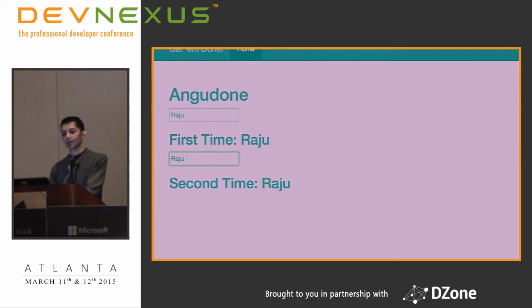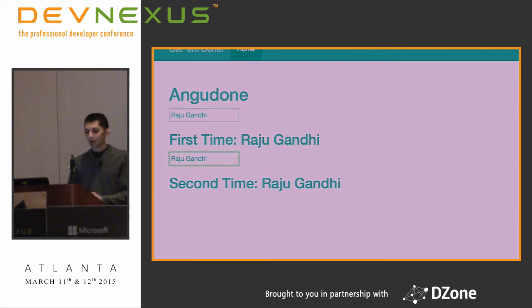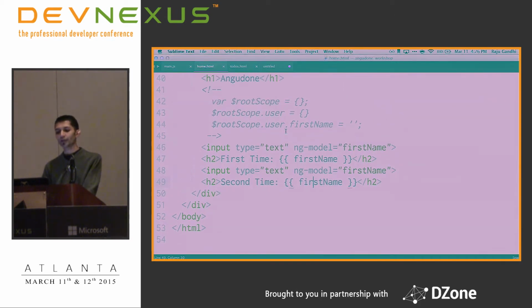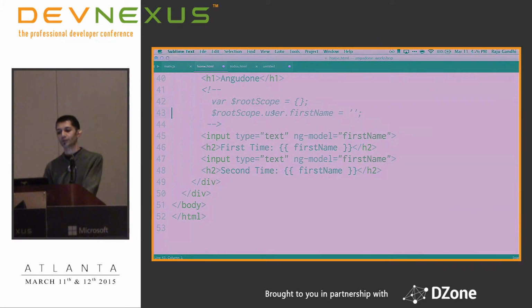And if I start typing it here? Why? Because the same property is being interrogated on the root scope. So this is not there. Get rid of this. And they both are using the same property.